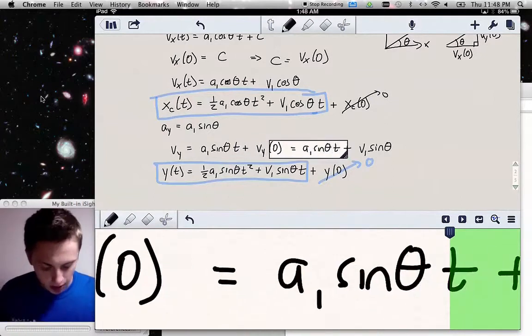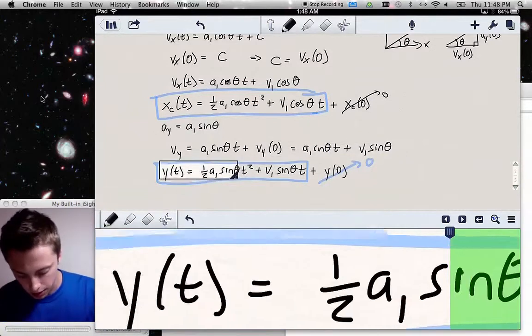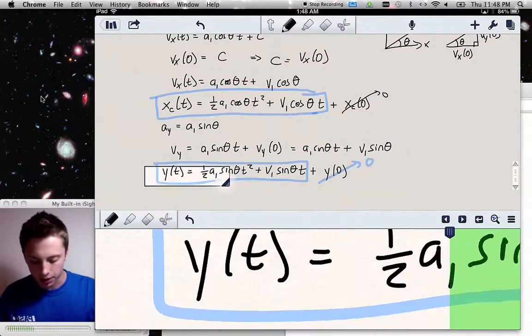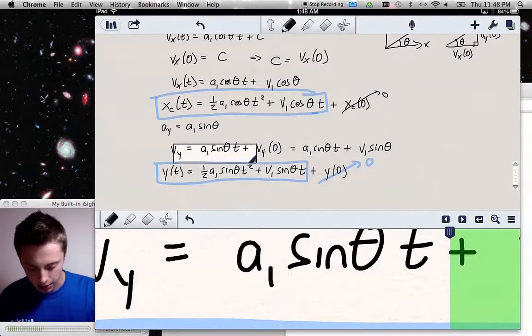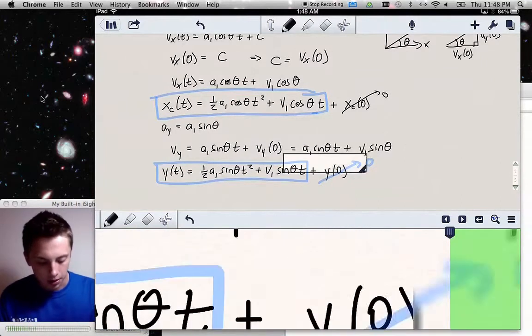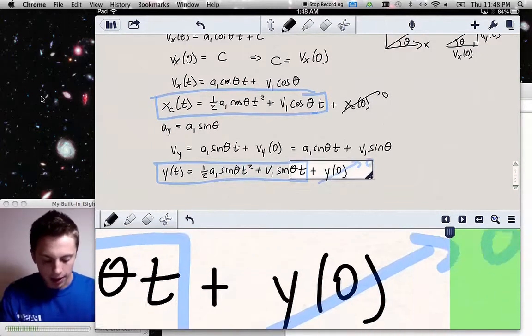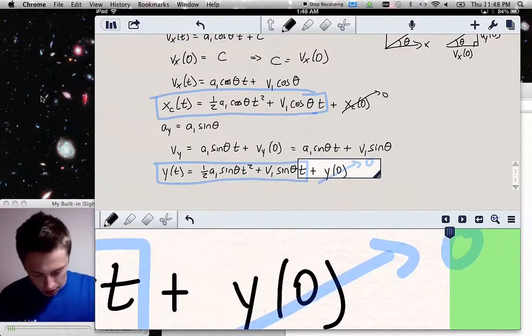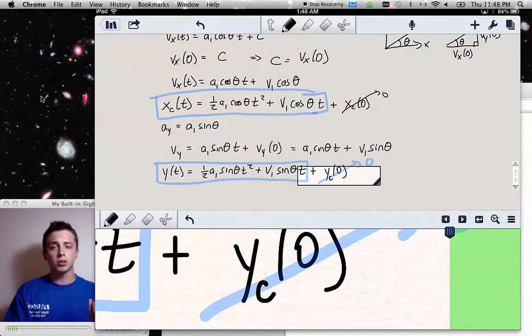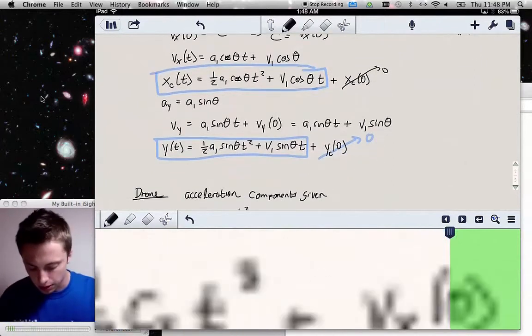Okay, and the initial velocity's y component for the car is v1 sine theta. We then integrate Vy to get y of t. So we integrate a1 sine theta t to get 1/2 a1 sine theta t squared. And then we integrate v1 sine theta to get v1 sine theta t. And then plus the constant of integration, which is just the initial y position of the car. So I put a subscript c there to represent the y position of the car, because we're also going to have a drone to deal with later. And once again, it's starting at the origin, so the y-coordinate is 0 at time t equal to 0.